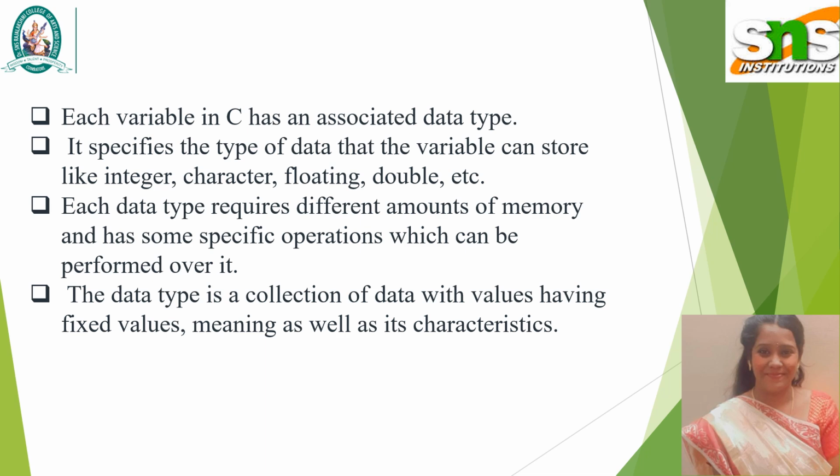So what is meant by a variable? A variable has an associated data type. It specifies how the data should be and what type of data should be present. The variable can hold values like integer, character, float, etc. So integer, character and float stand for the data types.